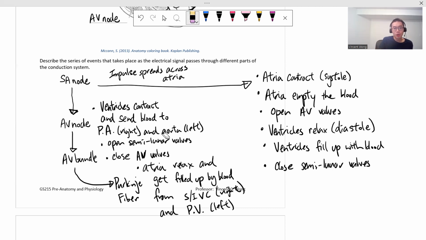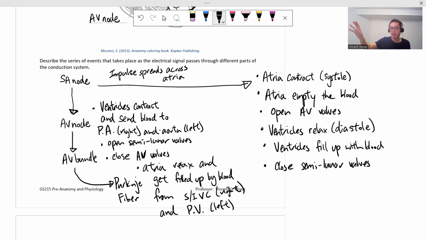Okay. So closing the AV valves achieves two purposes. The atria are filling up with blood. We don't want the blood to drop down to the ventricles just yet, right? It's not filled up yet. So we have to close the AV valve. That's the first purpose. Purpose number two is the ventricles are squeezing. We don't want the blood to come back up either. So by closing the AV valve, we can prevent the blood from going down prematurely, and we can also prevent blood from shooting back up from the ventricles.